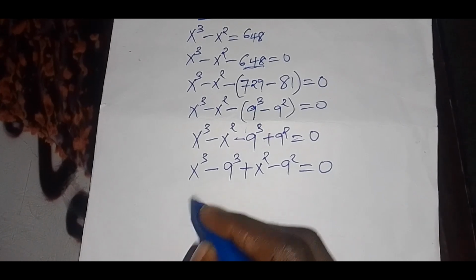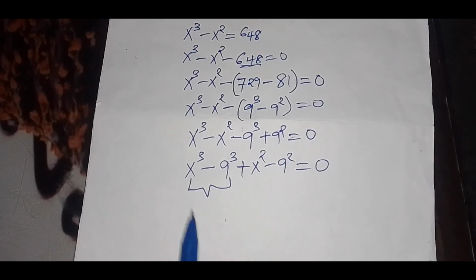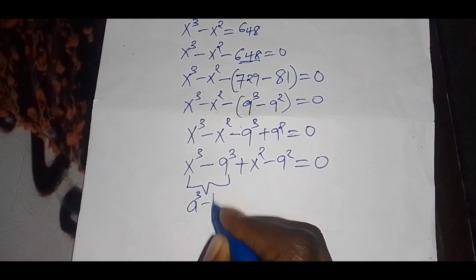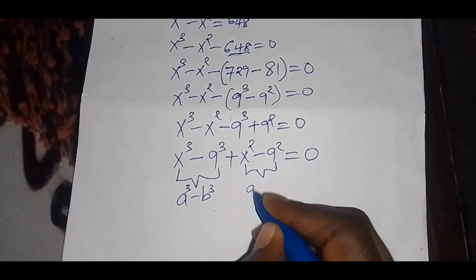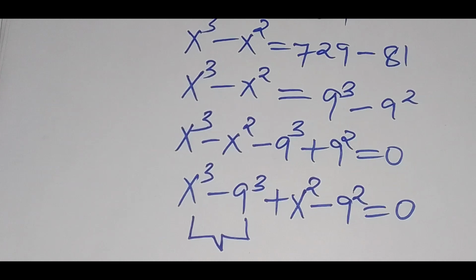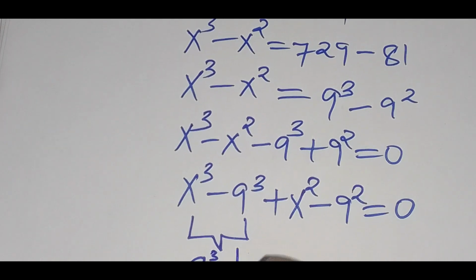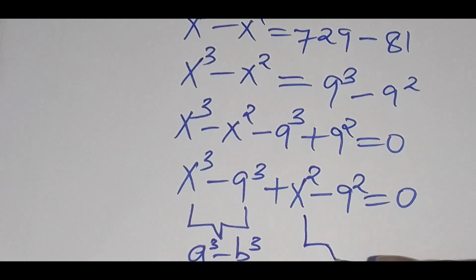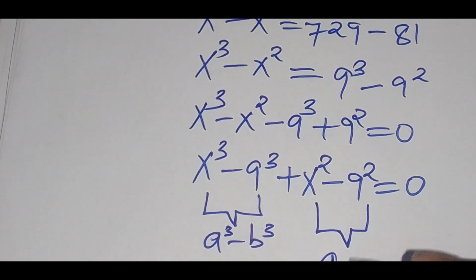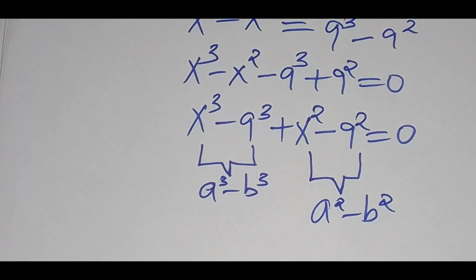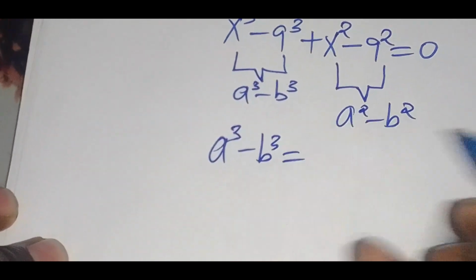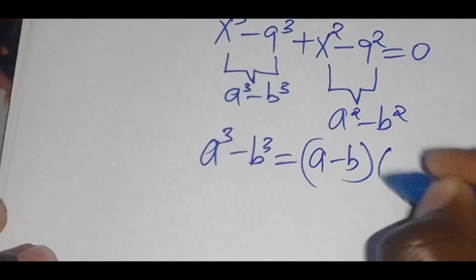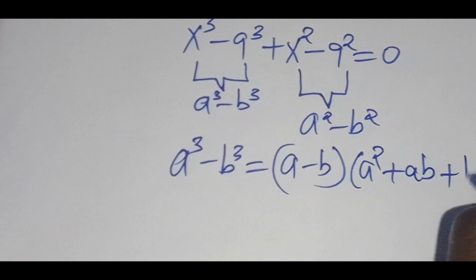The first part is the difference of cubes, expressed as a cubed minus b cubed, and the second part is the difference of two squares, expressed as a squared minus b squared. So a cubed minus b cubed is equal to a minus b times a squared plus ab plus b squared.